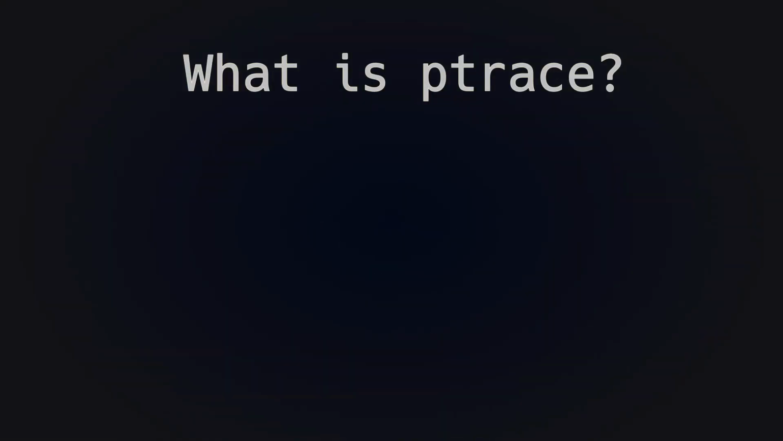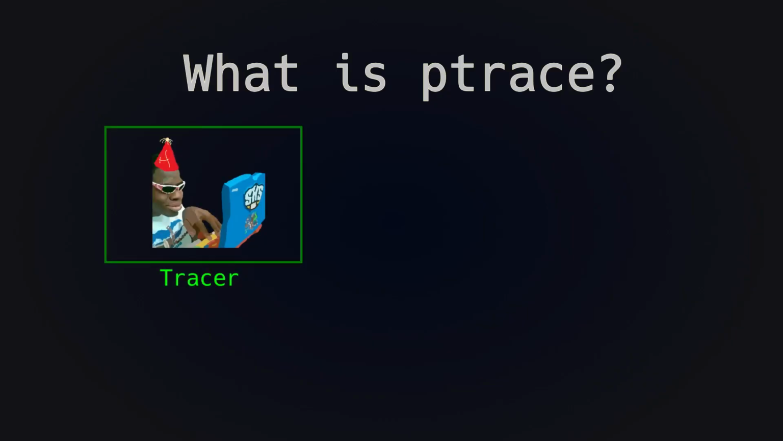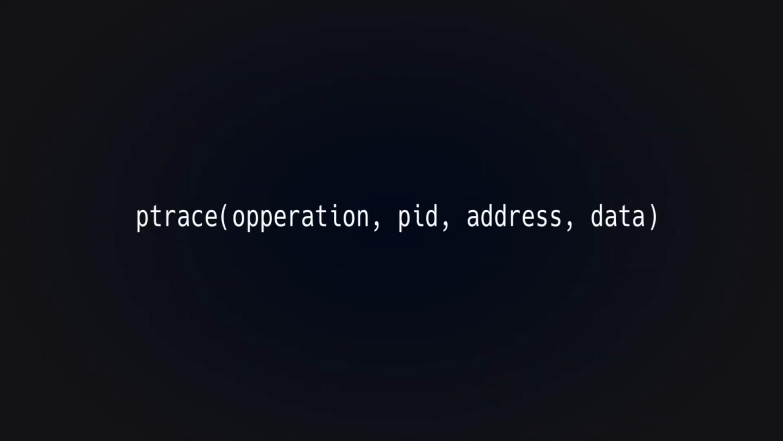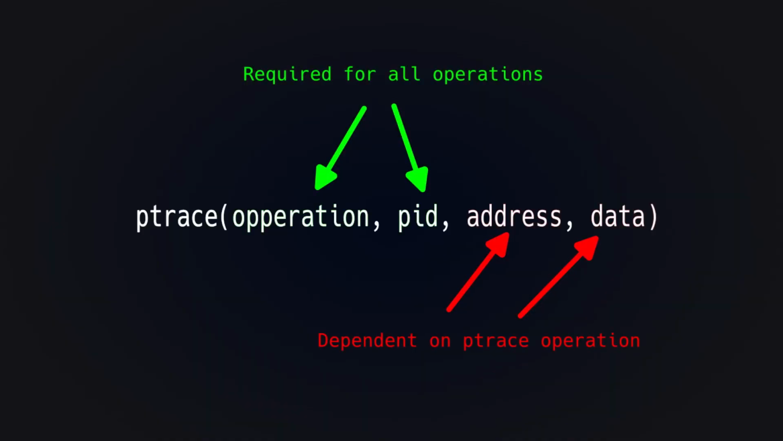First, let's cover what ptrace is. Simply, it's a syscall that allows our process, called the tracer, to modify the execution of another process, called the tracee. We'll use this to execute our shellcode. The ptrace syscall takes 4 arguments: operation, PID, address, and data. The operation and PID arguments always have to be specified, but the address and data do not. However, it should be noted most programming languages include libraries that have functions for each ptrace operation.